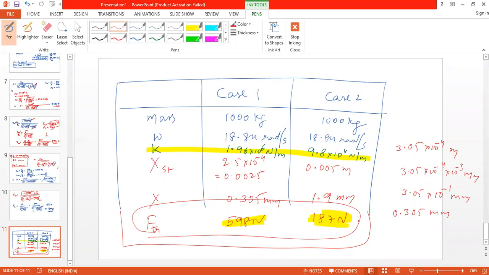Yes, sir, it will reduce. It will reduce, but after some point of time, it will again increase, because it is cyclic in nature.